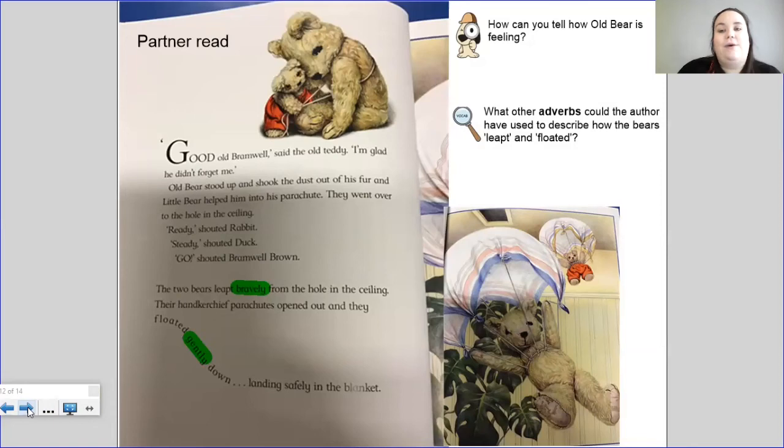How can you tell how Old Bear is feeling? What other adverbs could the author have used to describe how the bears leapt and floated? So you'll see that I've highlighted the adverbs. The author has used leapt bravely and floated gently. Could you change the adverbs, your ly words? Pause here to have a go.